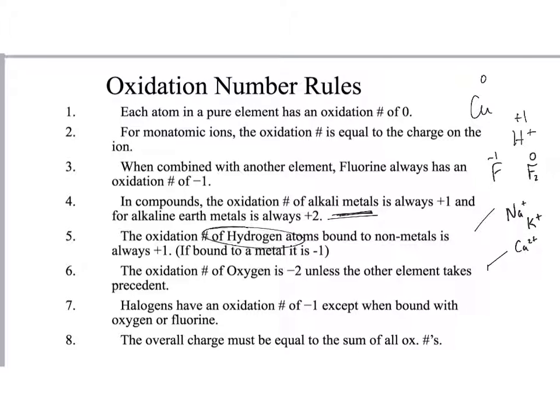Hydrogen is a really important element in chemistry, and most of the time it's a +1 if it's connected to a nonmetal, like if you're doing water, H2O, you can just put a little +1 above the H. If it's connected to a metal, that's when it's a little weird. It's a -1. Okay, you know why? Because rule 4 is more important than rule 5. So sodium is always a +1, and therefore that forces the hydrogen to be a -1. Okay? Oxidation number of oxygen is a -2 unless the other element takes precedent.